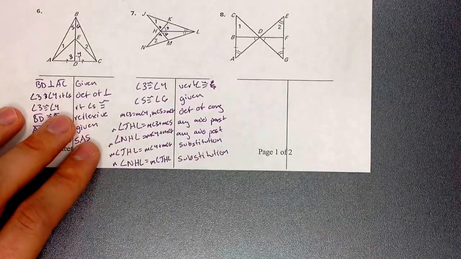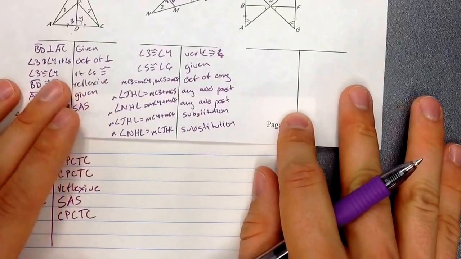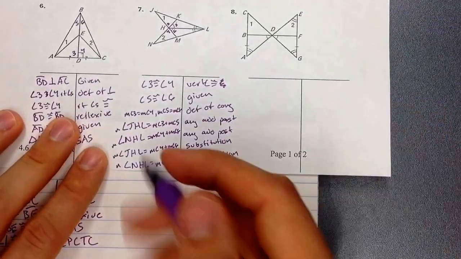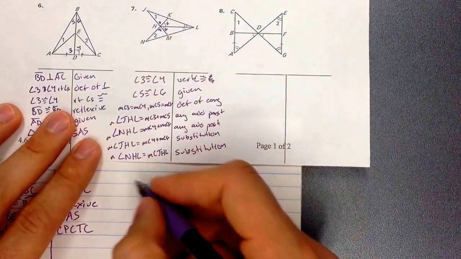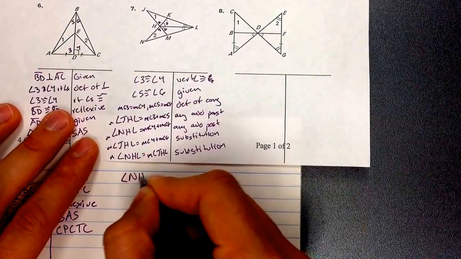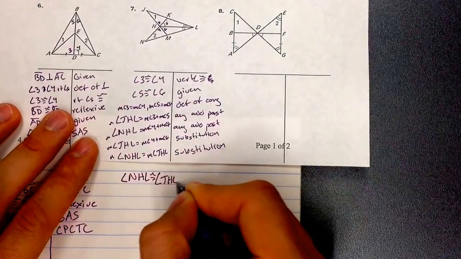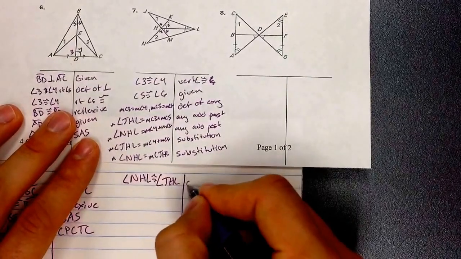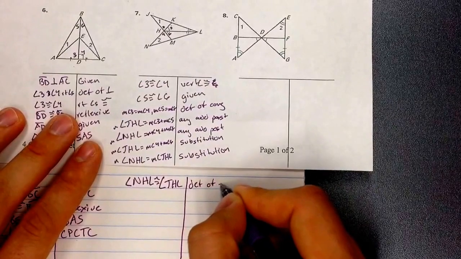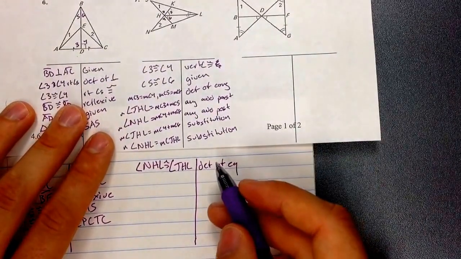At this point, we're going to switch again over to the old pad, paper. And now that I've got those two equal, I'm going to switch them back over to congruent. So angle NHL is going to be congruent to angle JHL. We're using the fact that they are equal to make them congruent, so definition of equality there.